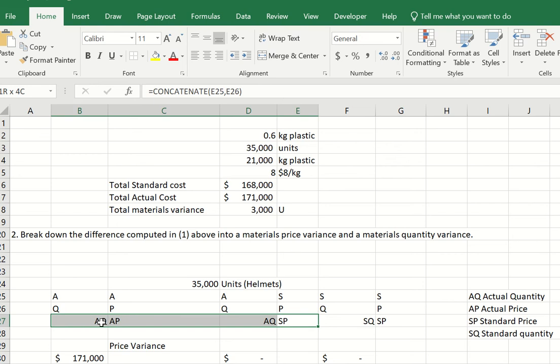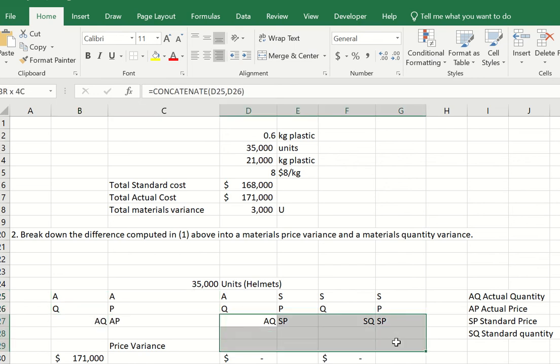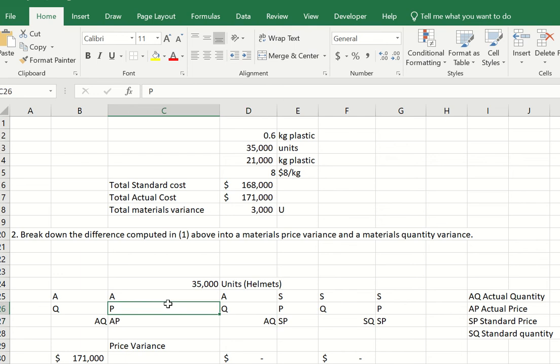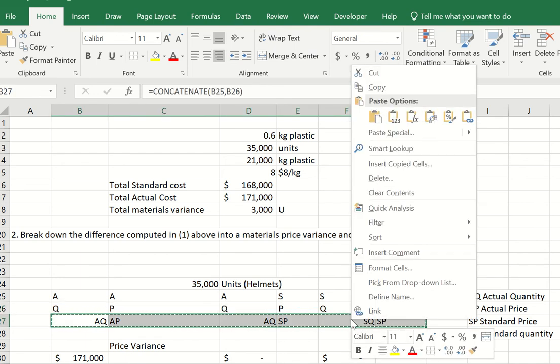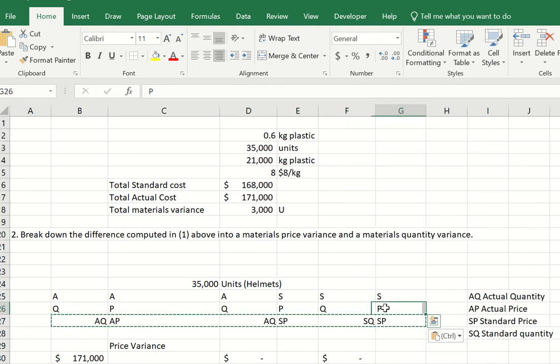When we compare these two numbers to each other, the only thing that's changing is the price. Actual quantity remains constant. For flexible budgets, we use actual quantity, and then the price is changing. So this would be considered a price variance when I look at these two factors. And then the quantity variance would be these two, because the standard price is the same, but the quantity is changing.